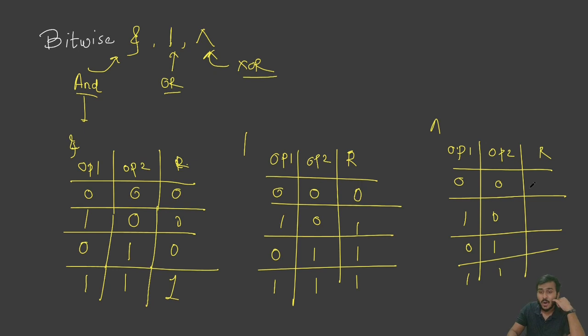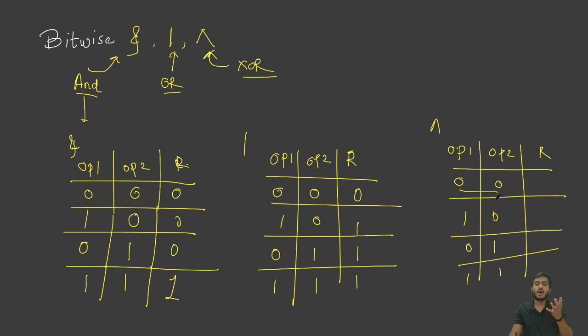Now in case of XOR, this XOR is actually kind of interesting. It's a little bit different from AND and OR operator. In case of XOR, the output is going to be 1 if any one of the operands is 1, otherwise it is going to be 0. See, output will be 1 if any one of them is 1, otherwise it is going to be 0.